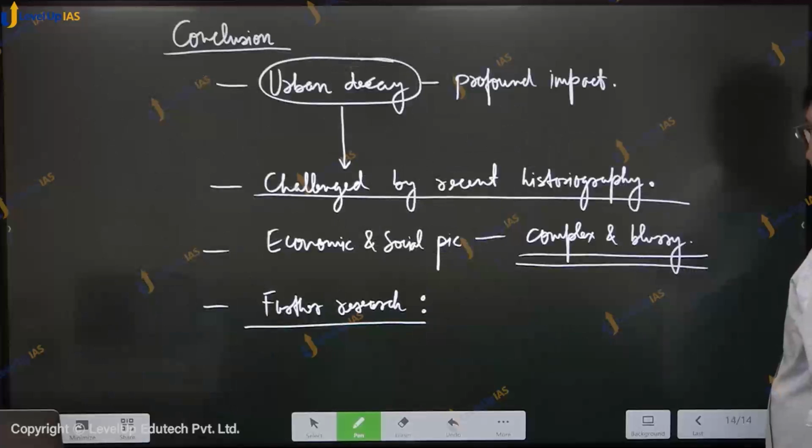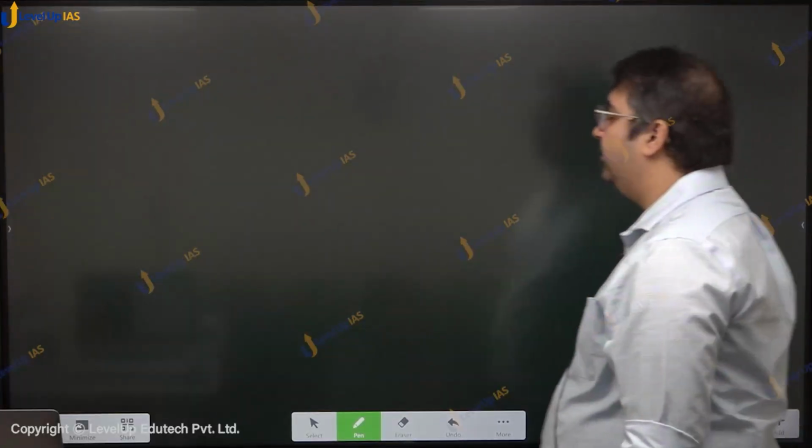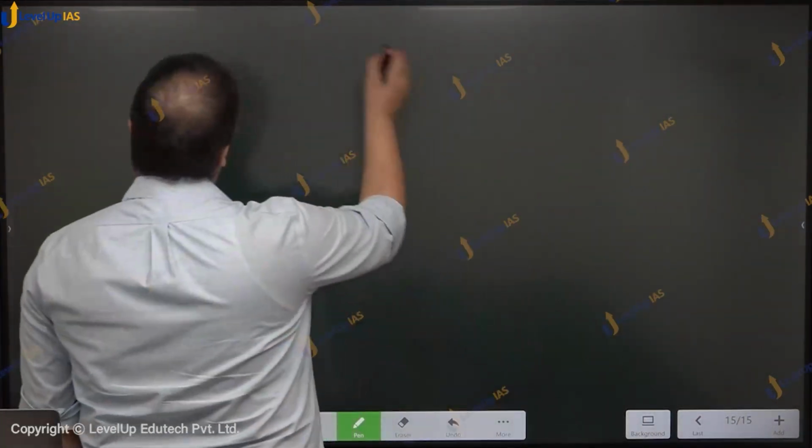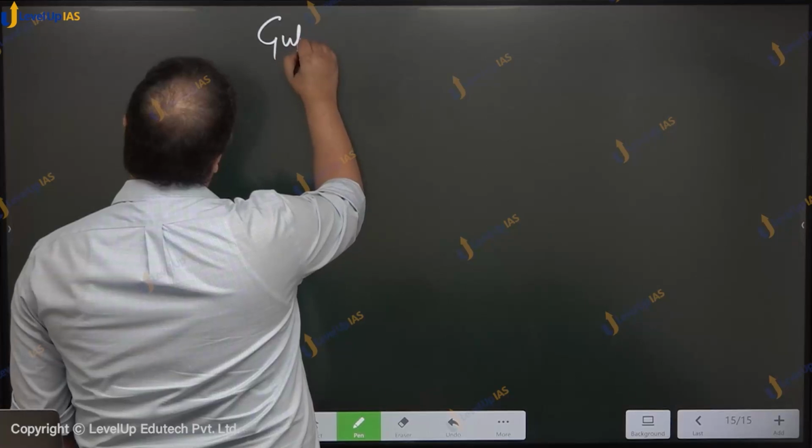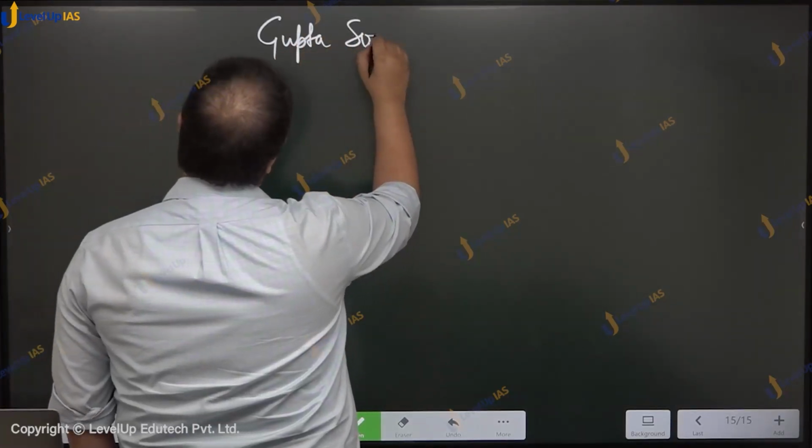This is done, the Gupta economy. Next, we have to talk about the Gupta society.